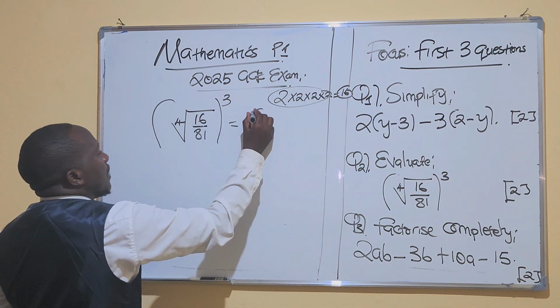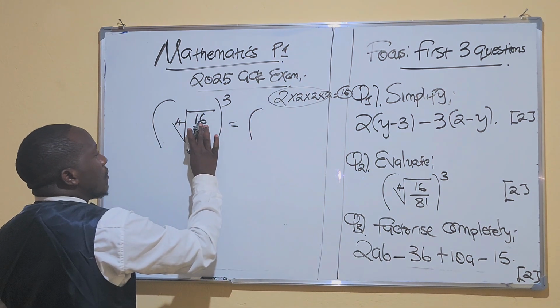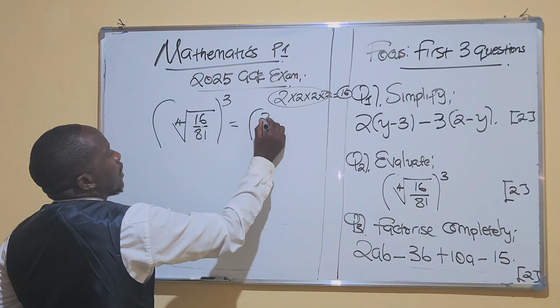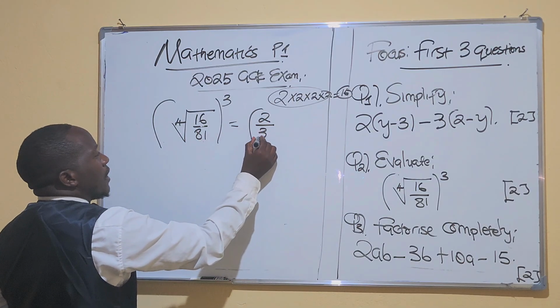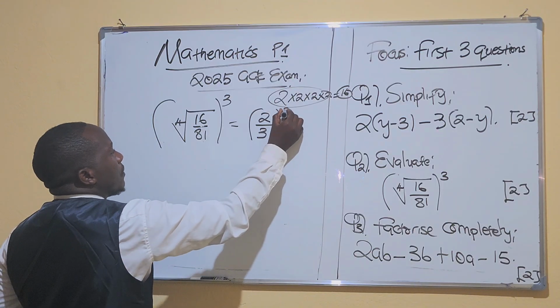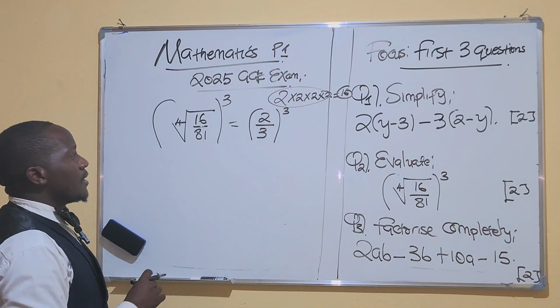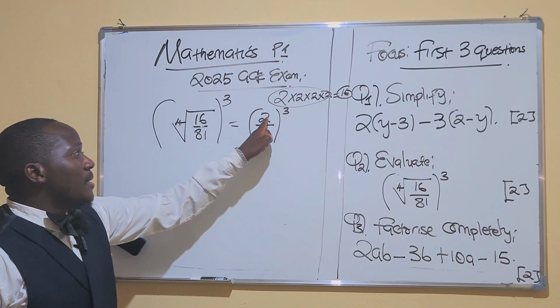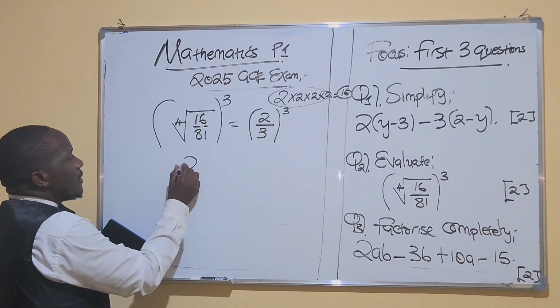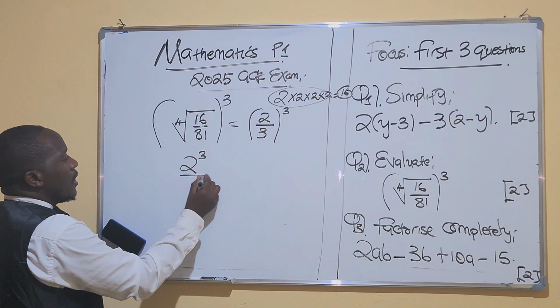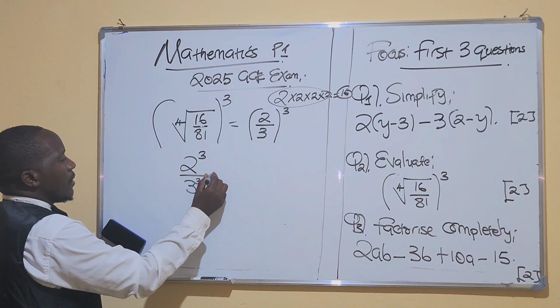So which means in the brackets, we're going to say the 4th root of 16 is going to be a 2 over, then the 4th root of 81 is going to be a 3. Then close brackets, we put a 3. Then at this stage, the power applies to both the numerator as well as the denominator, implying this is going to be 2 to the power 3 over 3 to the power 3.